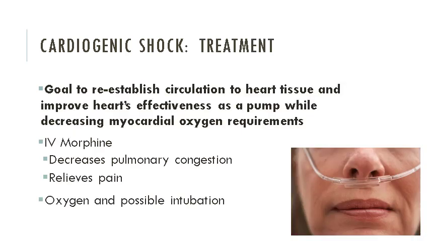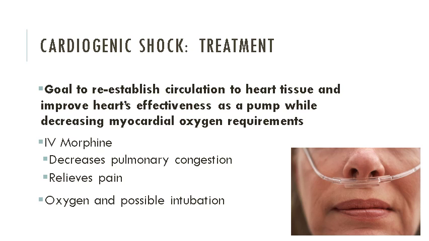Treatment for cardiogenic shock, our goal is to reestablish circulation to heart tissue and improve the heart's effectiveness as a pump while decreasing myocardial oxygen requirements. That's a mouthful, right? So let's kind of break that apart. Reestablish circulation to the heart, so making sure that the heart is getting perfused. Improve how the heart pumps, and decrease the oxygen requirement to the heart because it's pumping more effectively.